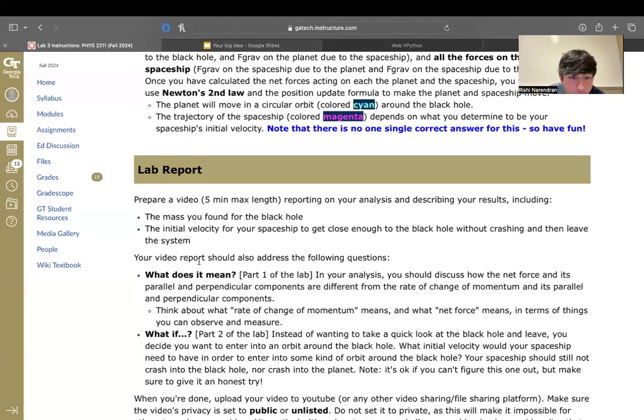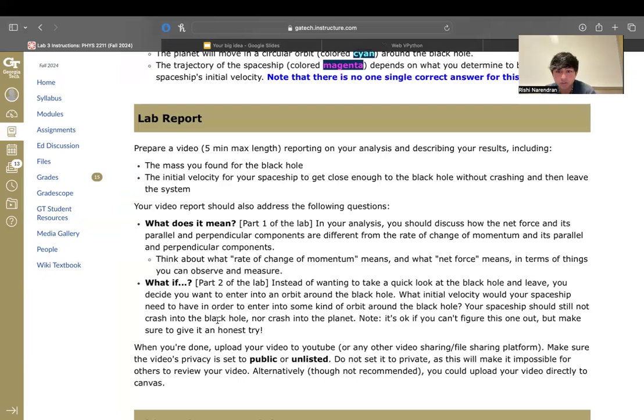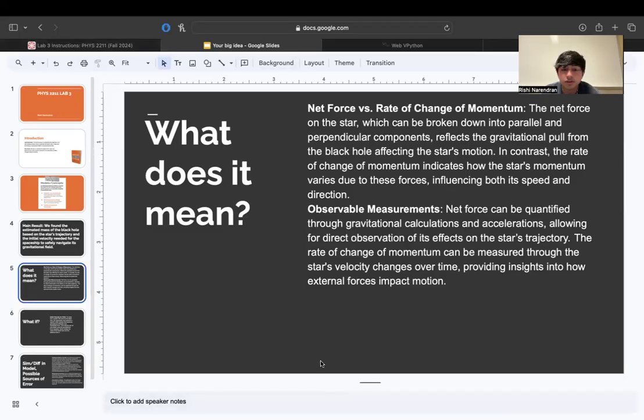Our other question was a what-if question. It said, instead of wanting to take a look at the black hole and leave, you decide you want to enter into orbit around the black hole. What initial velocity would your spaceship need to have in order to enter orbit around the black hole? To do this, you're going to have to set the centripetal force equal to the gravitational force.